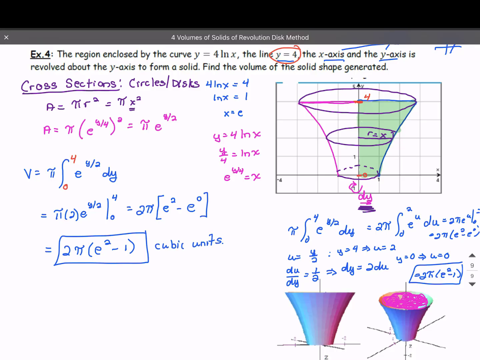All right, my darlings, there we go. So we have taken functions and curves, rotated around the x-axis and the y-axis, where the cross-sections are circles, and we have found the volumes of those solids.